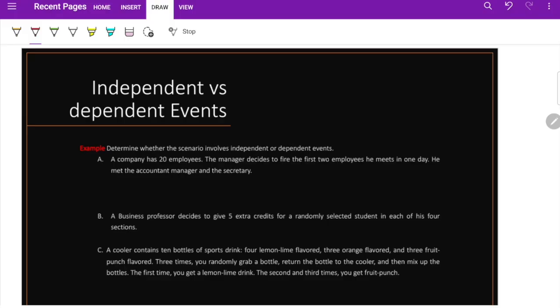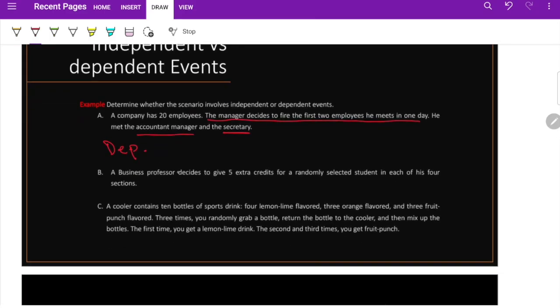A company has 20 employees. The manager decides to fire the first 2 employees he meets in one day. Bad manager. He met the accountant, manager, and the secretary. Wow. So are these dependent or independent? Actually, they are dependent, because if you meet the accountant, right? If you meet someone at the beginning, 1 out of 19, so the second person you're going to meet has more probability to be chosen, right? Let's say the secretary would have more chance to be chosen because at the beginning they were 20, but now they are 19. Maybe he has more probability to be fired. So they are dependent events.